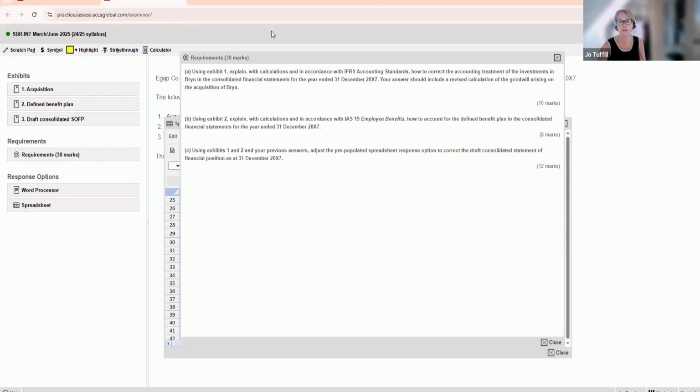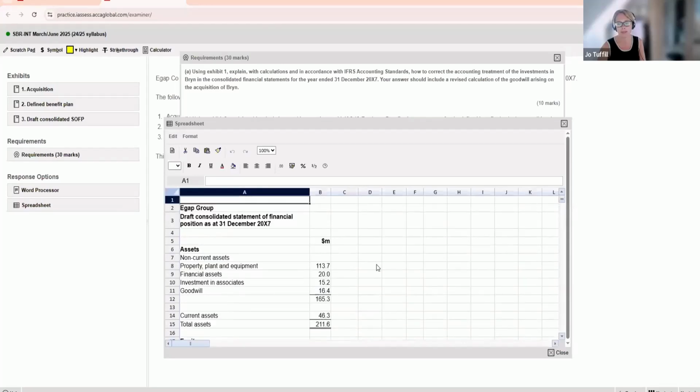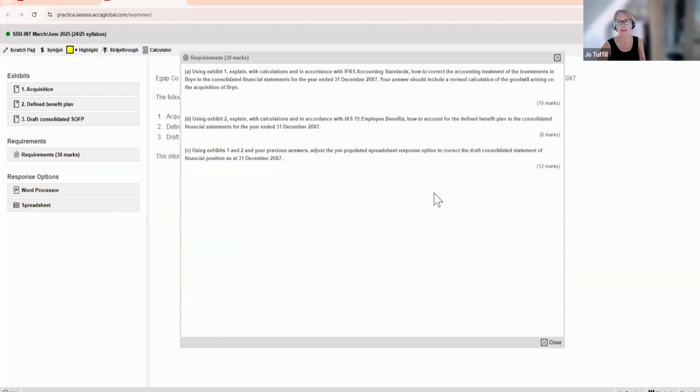Because then if you jump down to part C, it does say using Exhibit 1, i.e. talking about 1, and your previous answers 1 and 2, adjust the pre-populated spreadsheet to correct the draft statement. So these are where you're going to be putting journals through, okay, in this pre-populated spreadsheet to correct it. All right, so it's keeping your wits about you, I think, really. So doing it in conjunction is a good idea.